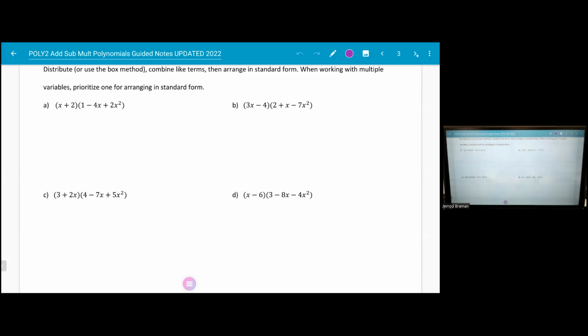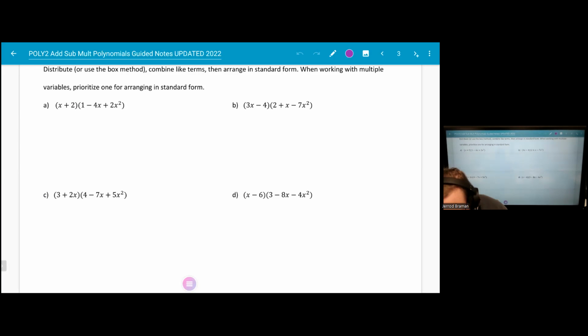I'm going to do D, E, and F, and you're going to do A, B, and C. I'm going to show you distribution. Once we do the distribution, we've got all these terms to combine. We just put those in standard form after you combine the terms. It just becomes addition and subtraction.